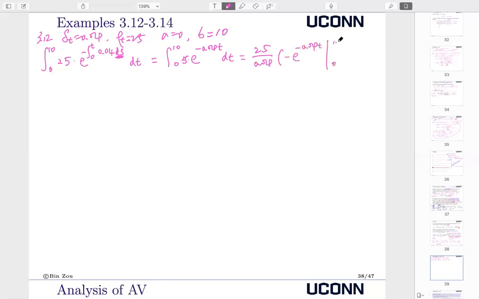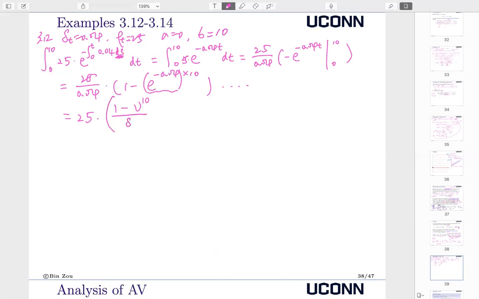So here's from 0 to 10. So what we have is 25 divided by 0.04. Then I have 1 minus e to negative 0.4 times 10. Right. So of course you can compute. By the way, from here, what we have is, so let's factor out this 25. We know e to negative 0.04 is the 1-year discounting factor, and raised to the power of 10 divided by 0.04 is your delta.